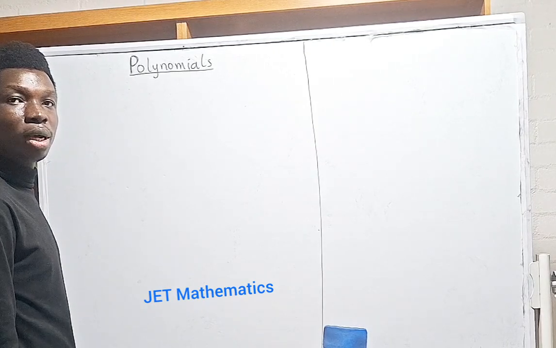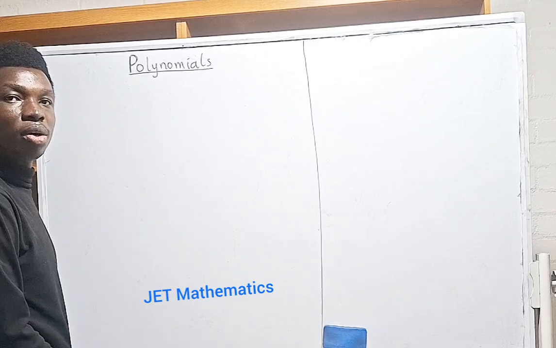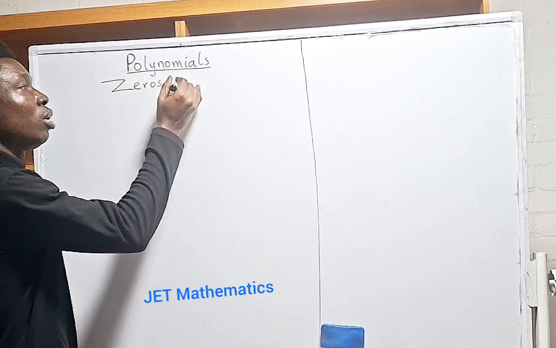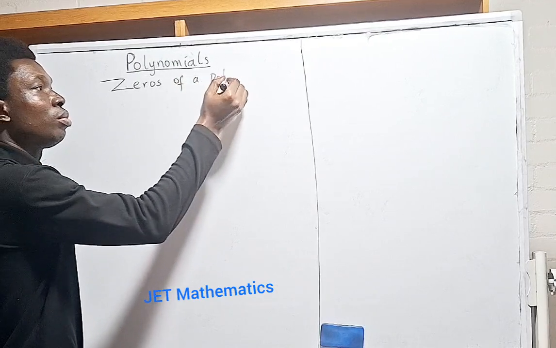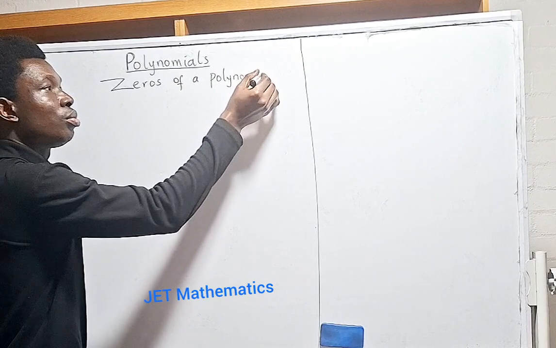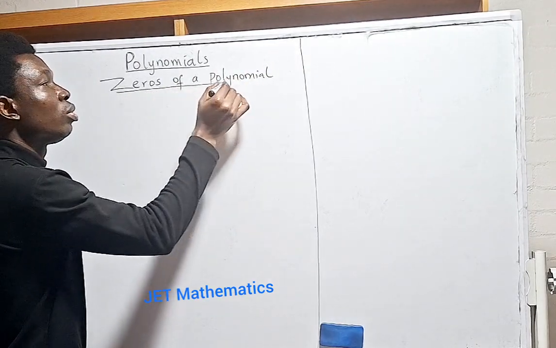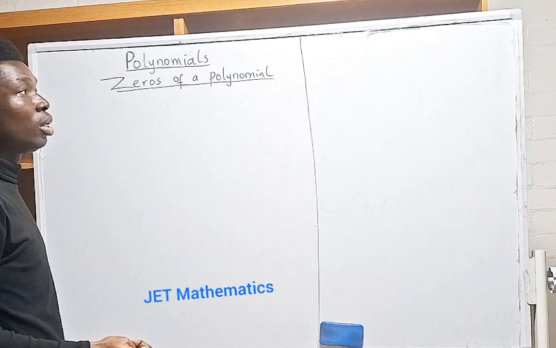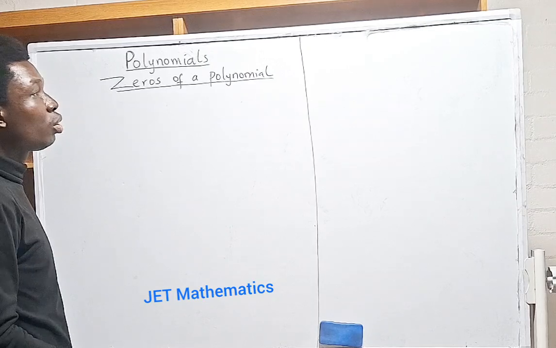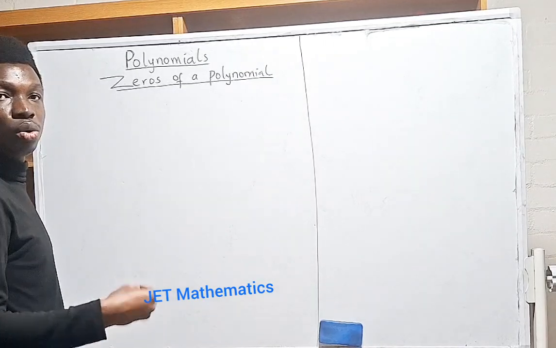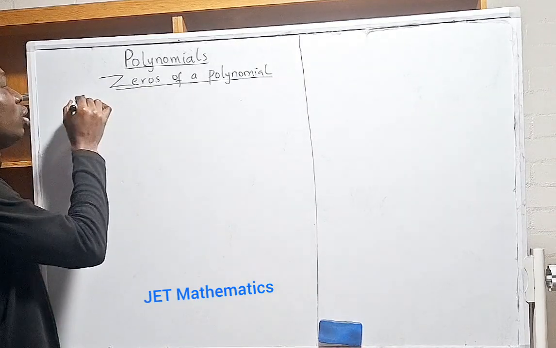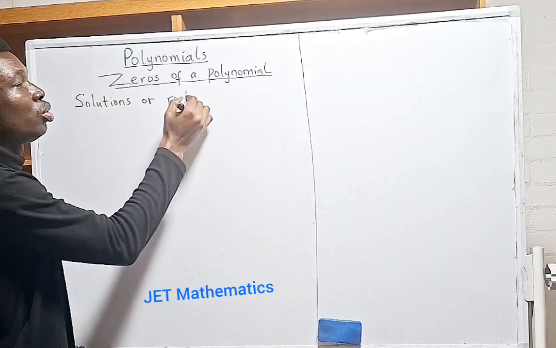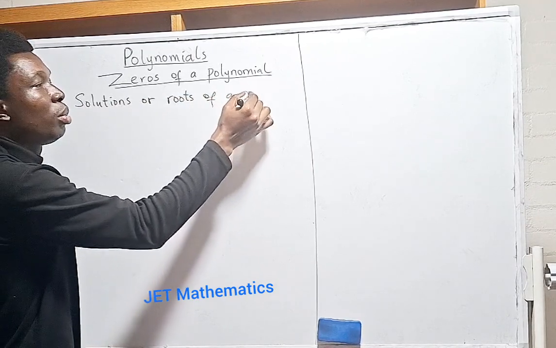We're still looking at polynomials, and today we'll be looking at the zeros of a polynomial. The zeros of a polynomial are otherwise called the solutions, or the roots of the polynomial.